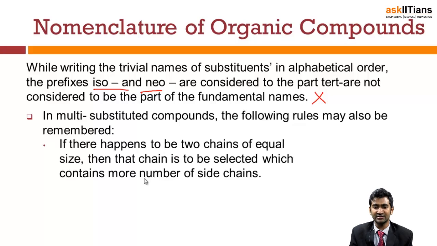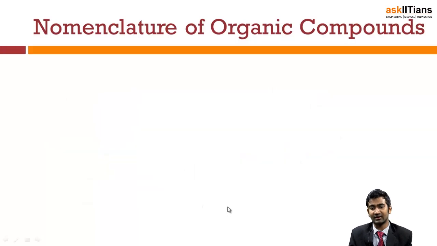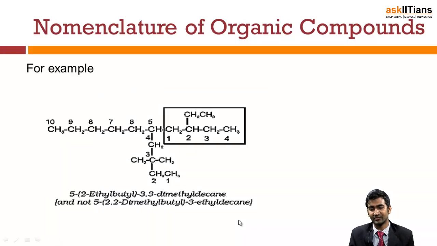And if this is multi-substituted, then what will happen? Then you have to pick the chain which contains more side chains, and that will be your parent chain. So this will be a choice for the parent chain. If the number of carbon atoms is the same, you have to search for the chain which has more branches, and then you can number it this way.